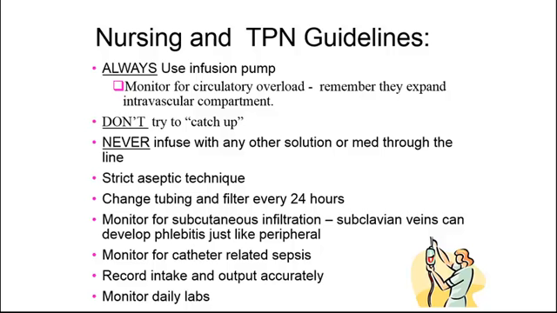We're going to monitor the site. If it's a catheter inserted subclavian or jugular, monitor for subcutaneous infiltration. We can develop phlebitis just like with peripheral lines, and remember we have a very concentrated solution being infused. Monitor for catheter-related sepsis. We want to monitor the site closely for any signs of infection, and of course record intake and output. Not only record intake and output accurately, but do daily weights, and we're going to be monitoring the daily labs and reporting them to the physician as soon as we get them in.